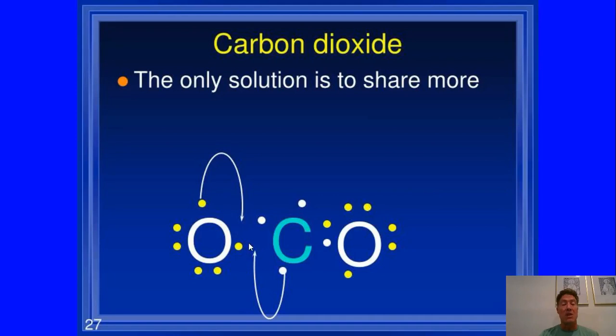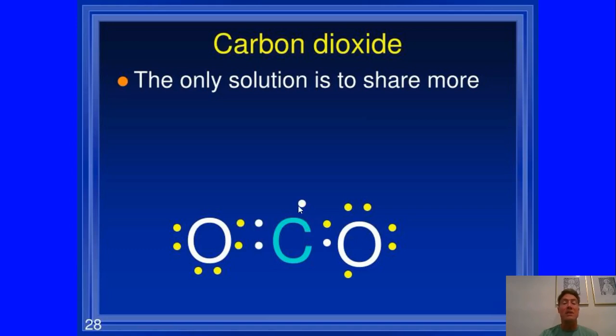Instead of sharing just one pair, let's share a double pair. Let's form a double bond. So we'll take this electron, bring it in here, take this electron, bring it in here, and form a double bond. Wow, okay, so that now gives this oxygen 8 and gives this carbon 2, 4, 6, 7. So this has 7, this has 7.